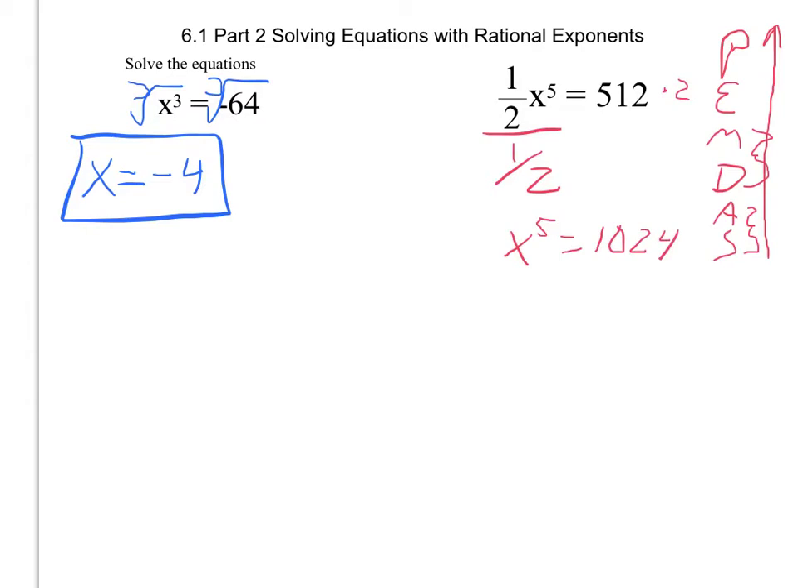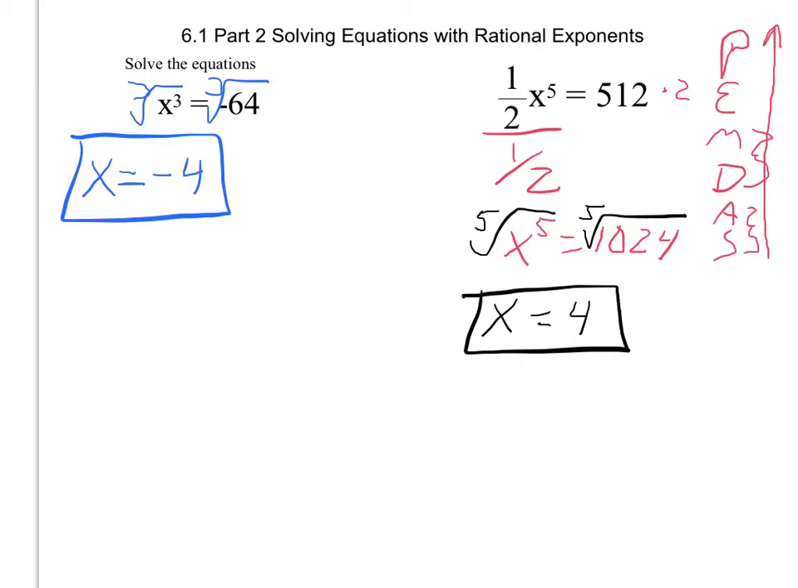Now I want to get that exponent away. It's fifth power, so the inverse of fifth power would be fifth root. So I want to take the fifth root of both sides. So now fifth root, fifth power, they are going to get rid of each other right here. So I would have x equals, now into the calculator once again, the fifth root of 1024, that's going to wind up being 4.